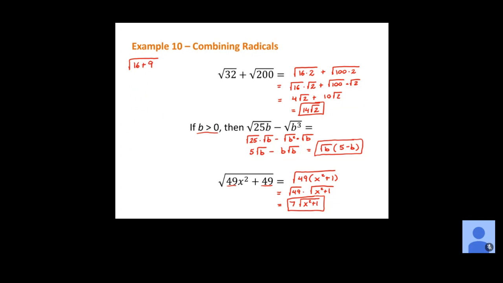According to order of operations, what would I need to do first? Add them, right? The square root counts as a grouping symbol. It's like parentheses. So I would actually add together the 16 and the 9. That's going to give me the square root of 25. Well, what's the square root of 25? 5, right? So the square root of 16 plus 9 should just give us 5.